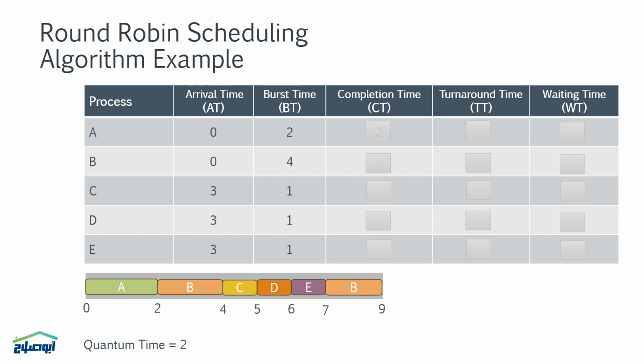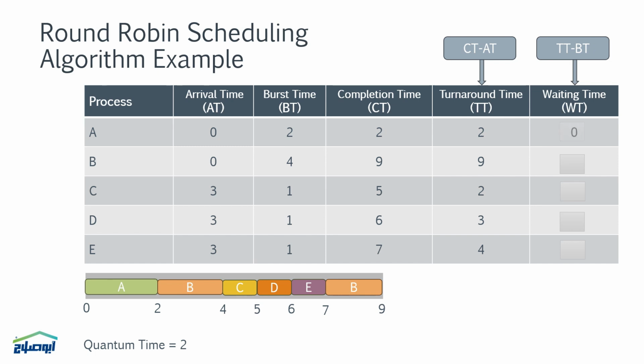So, the completion time for processes A is 2, B is 9, C is 5, D is 6, and E is 7. In this way, the waiting and turnaround times for all processes can be calculated. Turnaround time equals completion time minus arrival time. So the turnaround time for processes A is 2, B is 9, C is 2, D is 3, and E is 4. Waiting time equals turnaround time minus burst time, so the waiting time for processes A is 0, B is 5, C is 1, D is 2, and E is 3. The average turnaround time equals 4, and the average waiting time equals 2.2 units of time.